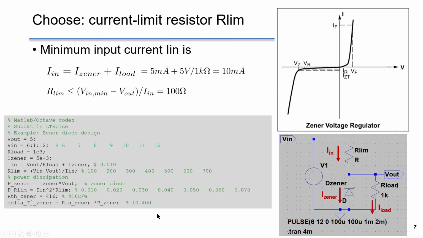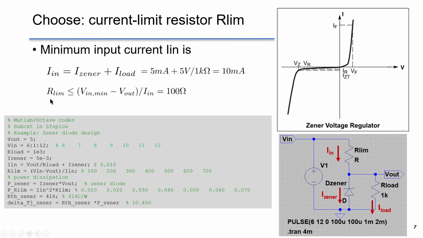So we need to choose a current limit resistor, R limit. In our case, we want to calculate the value of the input current. The minimal input current is the Zener current plus the load current. The Zener current is approximately 5 milliamps. The load current is 5 volt over 1 kilo ohm, which is another 5 milliamps. The total current will be 10 milliamps.